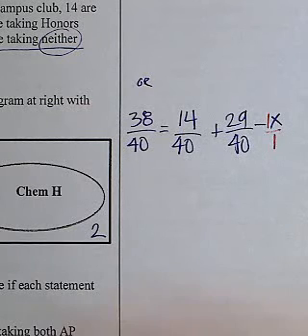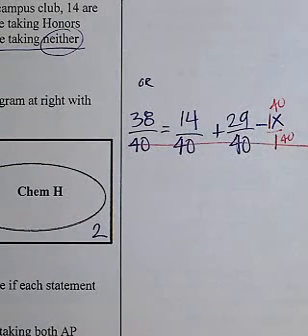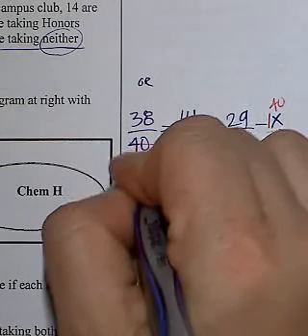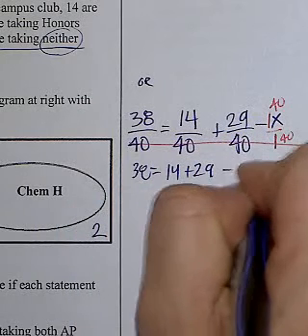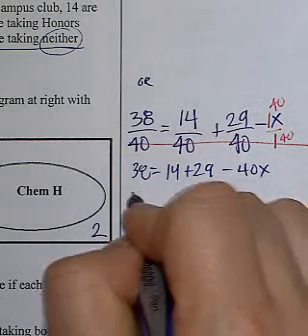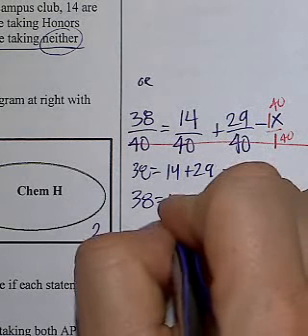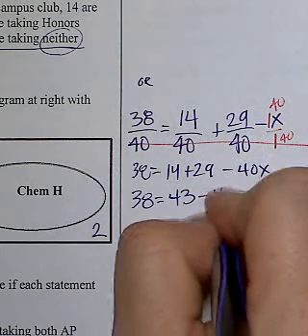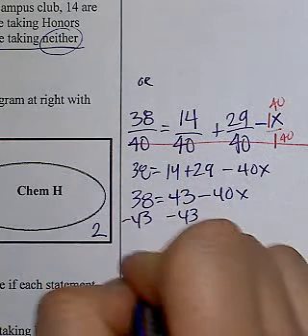Okay, I'm going to take 40 and times 40. The bottoms wipe out. And now I have 38 equals 14 plus 29 minus 40x. I'm going to combine the 14 and 29 to end up with 43 subtract 40x. I'm going to continue to make steps to isolate the x.